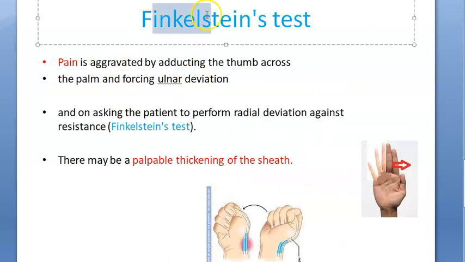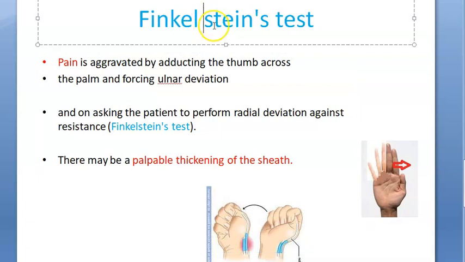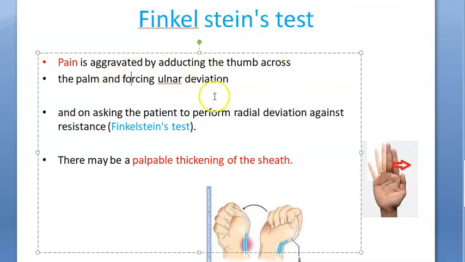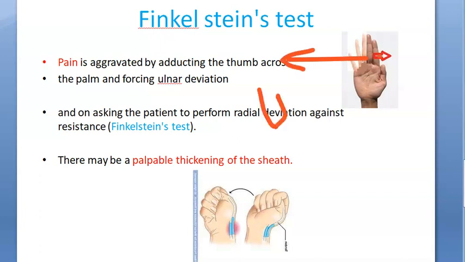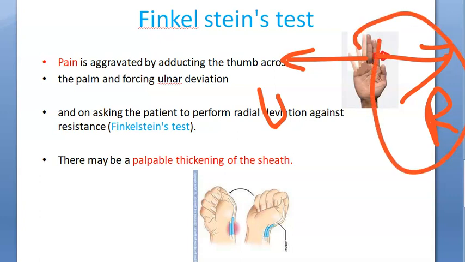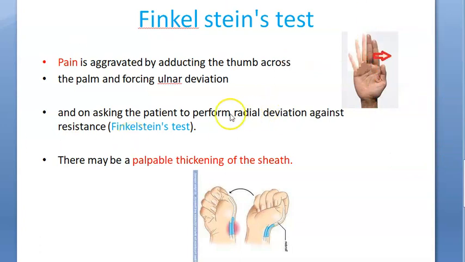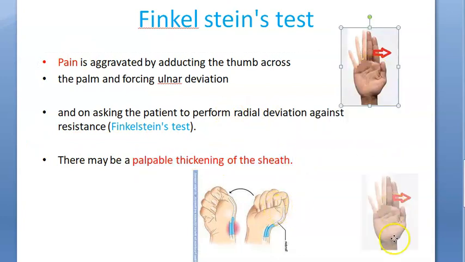Then there is something called Finkelstein's test that you will do. Some people say you should make a fist, some say just do it with the fingers without a fist. Anyway, you ulnar deviate the fingers. This side is ulnar deviation, for your right hand, and the thumb side is radial deviation. You first ask the patient to ulnar deviate the fingers. Then you provide resistance, and ask them to radially deviate against it. At that time there will be thickening of the sheath. This is about the fingers.